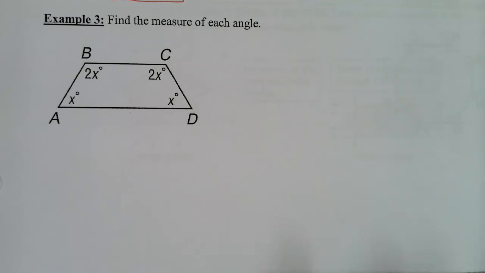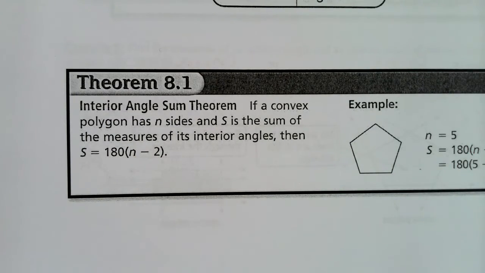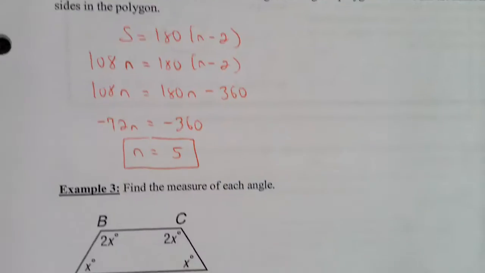Example 3, find the measure of each angle. Well, if you don't know right away that they all add to 360 because it's a quadrilateral, you would have to go back into this formula. 4 sides, so 4 minus 2 is 2, times 180 is 360, but all of them should add to 360. You might know that one already.